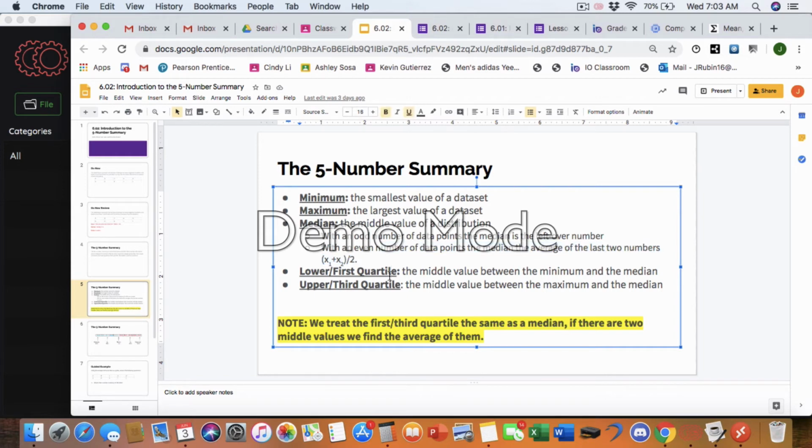Now, these are two newer terms and two new values, the lower or the first quartile and the upper or the third quartile. So these are the middle values between either the smallest and the median or the largest and the median. Now, we treat them as a median. So if there's two middle values between the maximum and the median, we find the average of them, and that's your quartile. Your calculators, whether it's a TI, whether it's Desmos or another computer-based calculator, all can find those values for you.